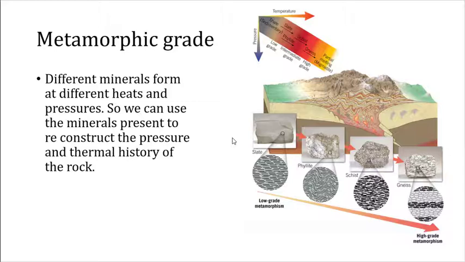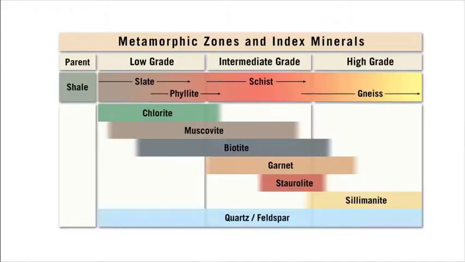We already learned about how you can say, well, slate is low grade, phyllite is higher grade, schist is higher, gneiss is higher. We already know that. And you can kind of see this up here, where you start with a shale, that's a sedimentary rock, and then slate, phyllite, schist, gneiss, and then finally you're melting it, and now you're magma, igneous. So we already know that. But what we can do is look at specific minerals in the rock and tell exactly how high or low grade the rock was.